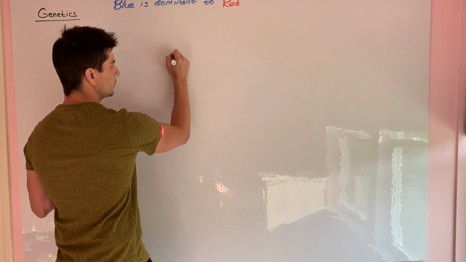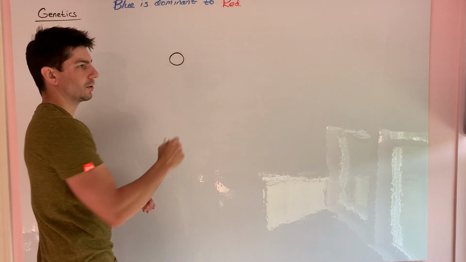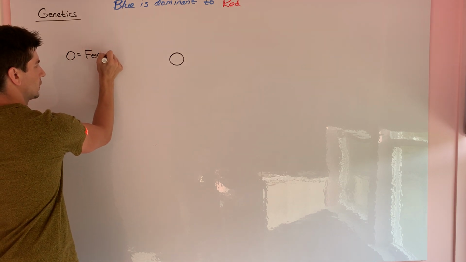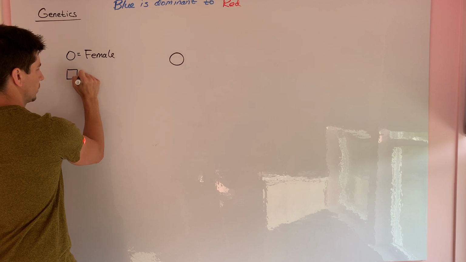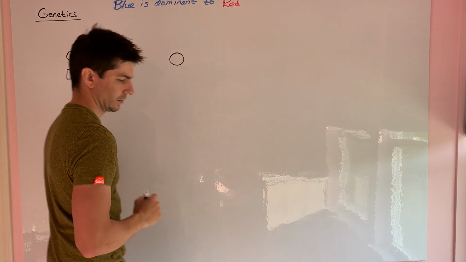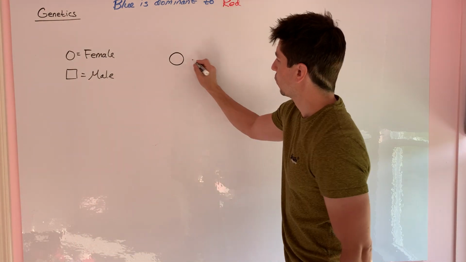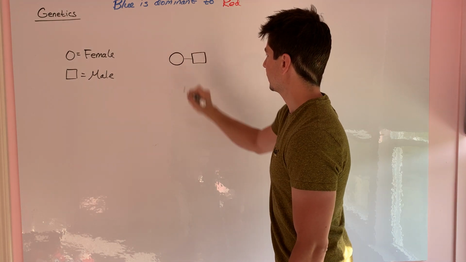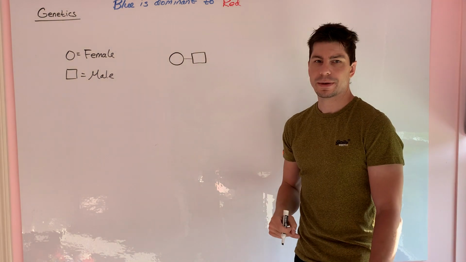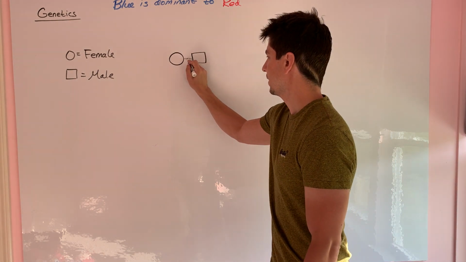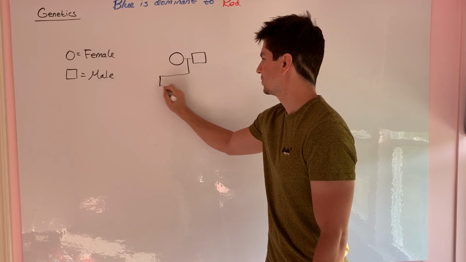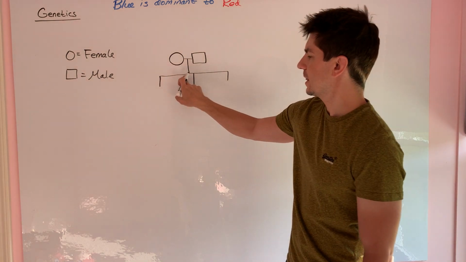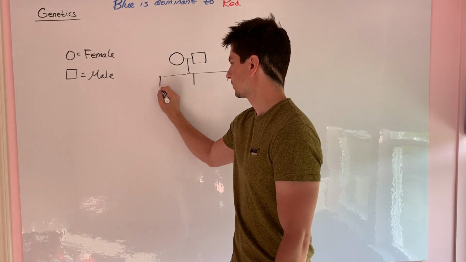So anytime you see a circle, that is a female. All right, so circle, female, and squares are the males. Okay? When we draw a line between a male and a female, this means a marriage has occurred and they are able to have kids. Okay? So these are their kids right here.